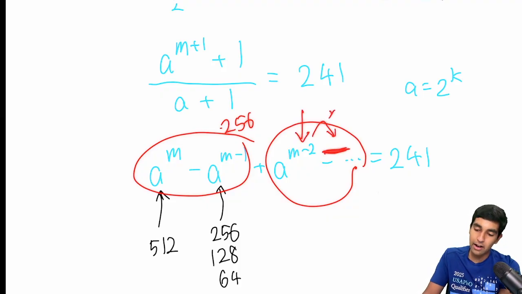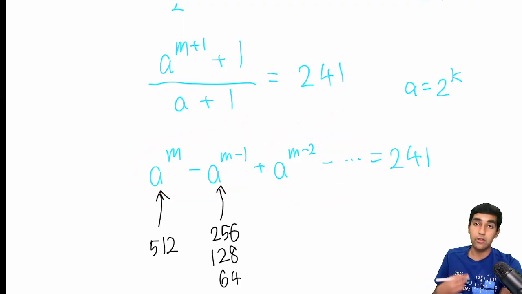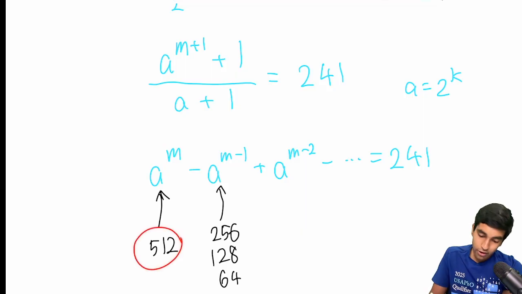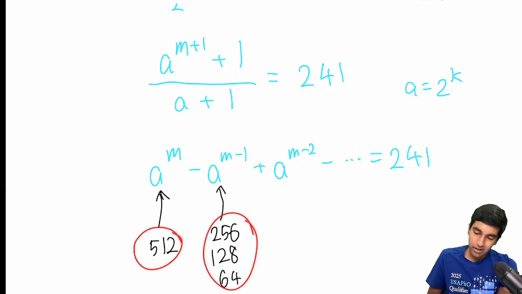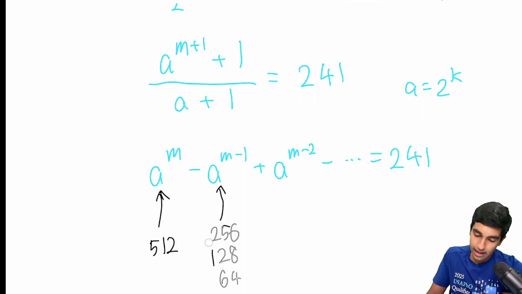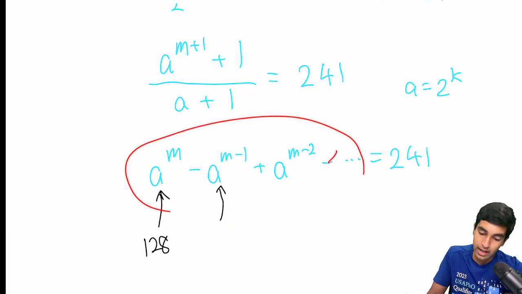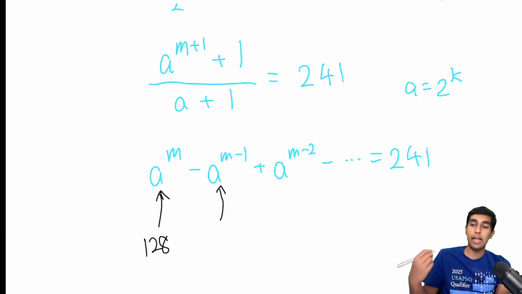We're going down by a factor of a each time. All these terms are negligible compared to a to the m minus 2. So if this first term is 512, it's not going to quite work because this number is just going to be way too large. Similarly, if a is like 128, it's just going to be way too small, right? Because this number will be at most 128. It's going to be less than 128.